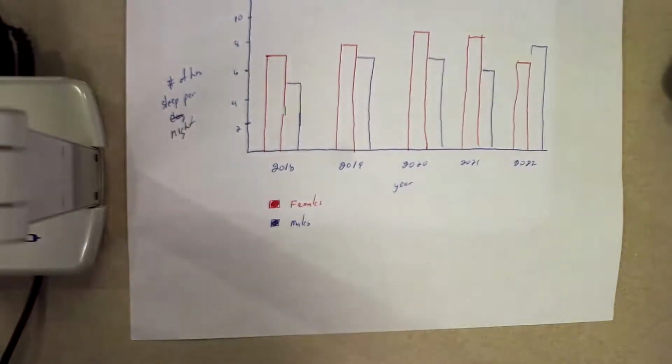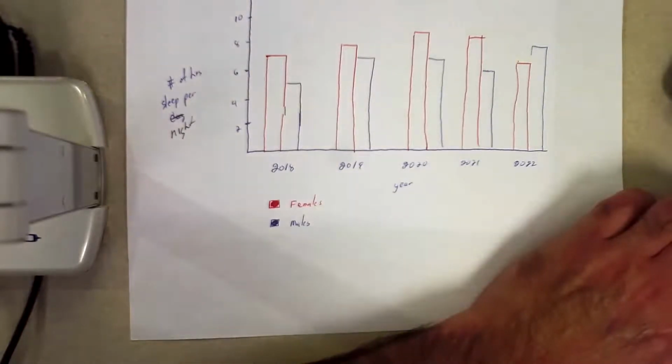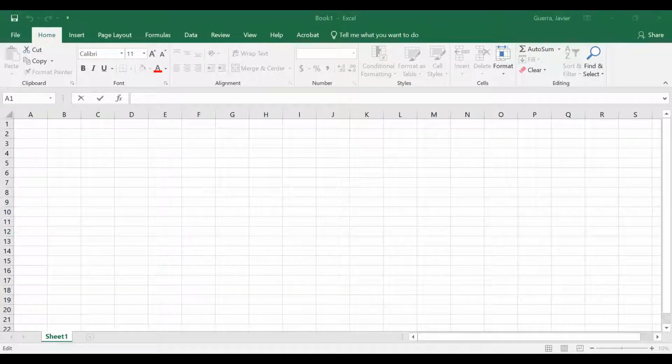Now, if you want to do this in Excel, let me show you how to do it in Excel. So on my Excel spreadsheet, this is what you do. You have to put the years here.